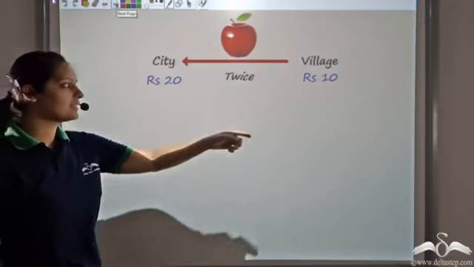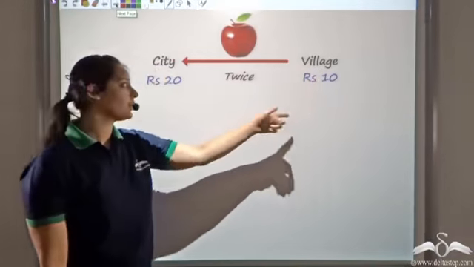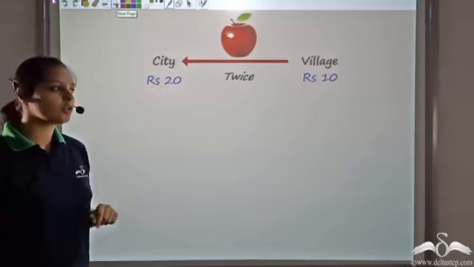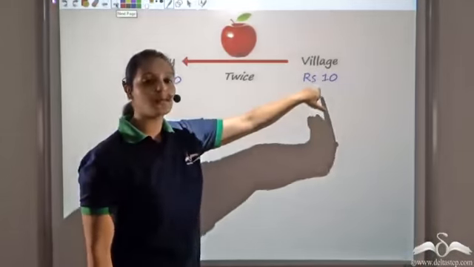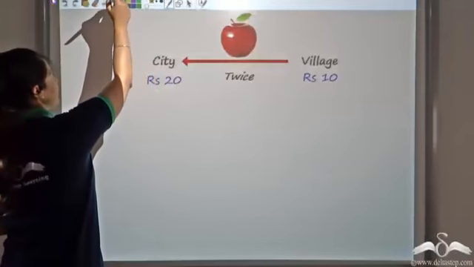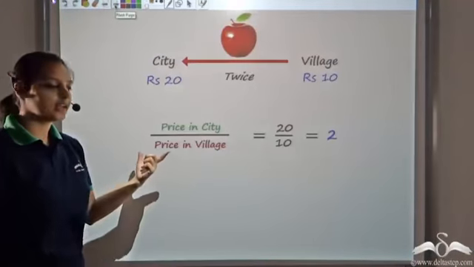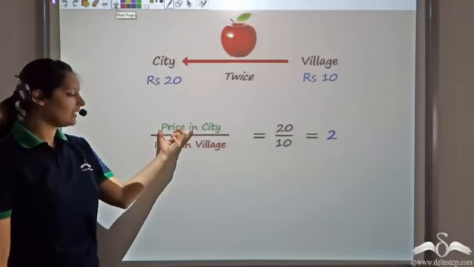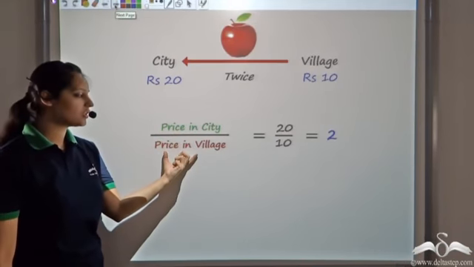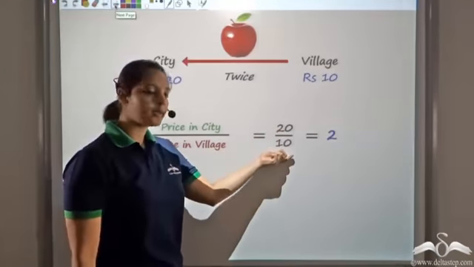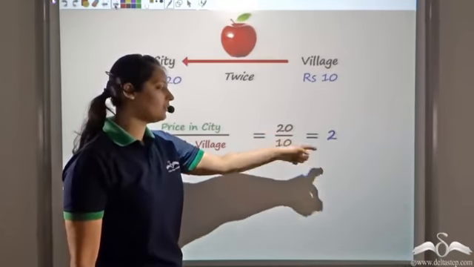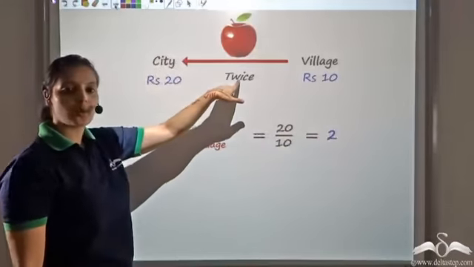So now we've seen that in the village the apple was 10 rupees, whereas in the city it cost 20 rupees. That is, it is twice the amount in the village. So this can be written by ratio. If I divide the price in the city by the price in the village, the price in the city is 20 rupees, the price in the village is 10 rupees. So 20 divided by 10 is 2. Hence I can say it is twice.